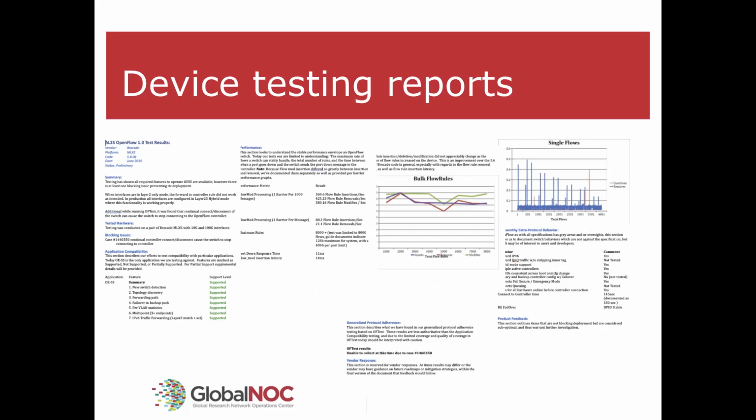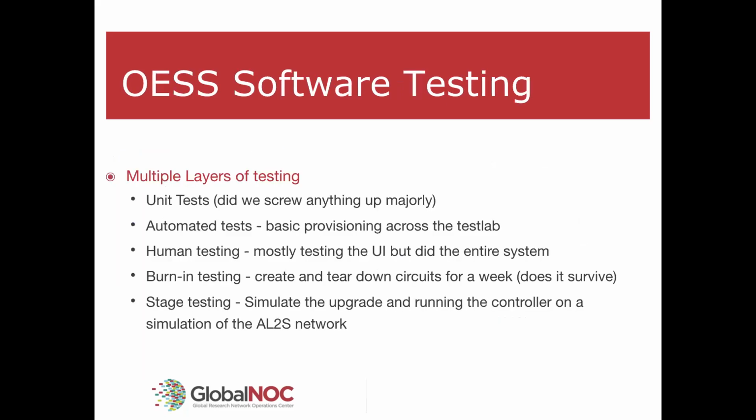Port down, response time, all kinds of different things, and some OpenFlow specification standards as well. So we would look at all of this kind of information when we were doing testing, generate a report, and basically give a recommendation as to whether or not we could deploy this on the AL2S network at the time. So a lot of work went into these, probably 2 weeks' worth of work to just go through and do that testing and generate this report.